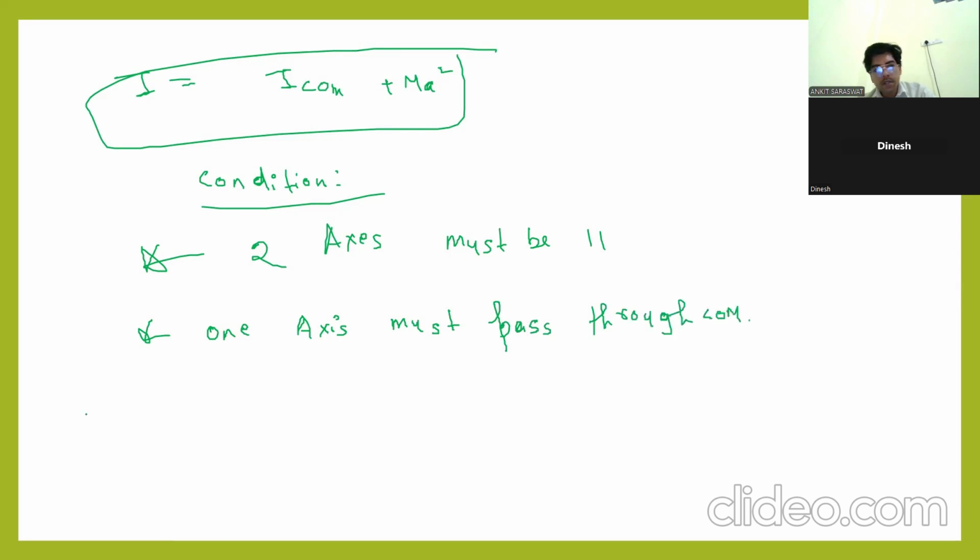Clear? Third, a is what? You know what I have drawn like this, a? A is what here in the above equation? A is the perpendicular distance between the two axes. Clear?